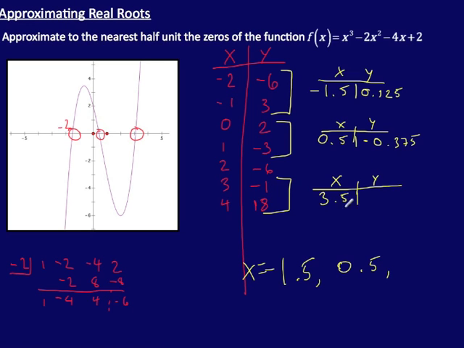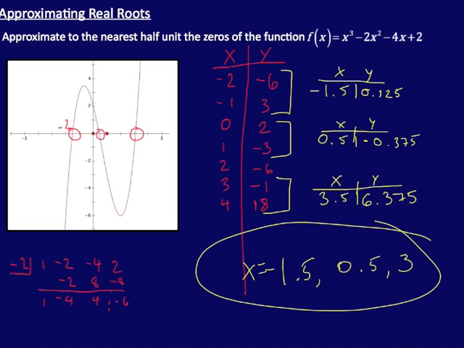And finally, we just plug in 3.5, or synthetically substitute 3.5, and we get 6.375. Now looking at these numbers, -1 is closer than either 6.375 or 18. So since -1 is the closest to 0, 3 is our last root. Since we're only approximating to the nearest half unit, they are your 3 answers.